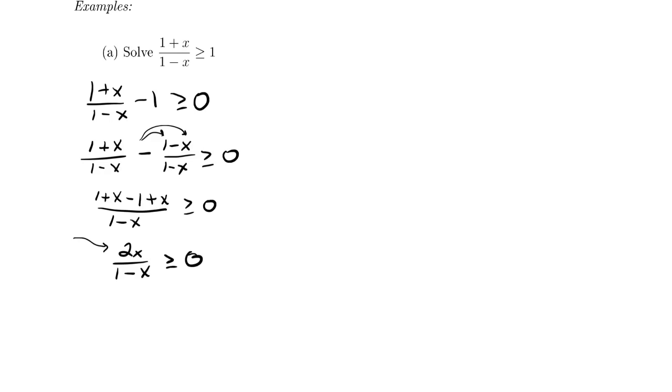So what I notice is, if I think about when the numerator and denominator are each 0, the numerator is going to be 0 when 2x is 0, or in other words, x is 0. And the denominator is going to be 0 when 1 minus x is 0, in other words, x is 1. So these are the numbers that are going to go on my number line graph that's going to help me solve this. All right, so 0 and 1. And I'm going to break there, just like before.